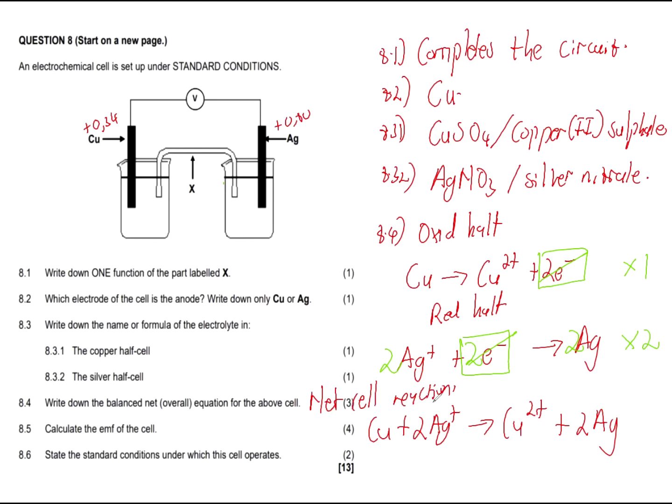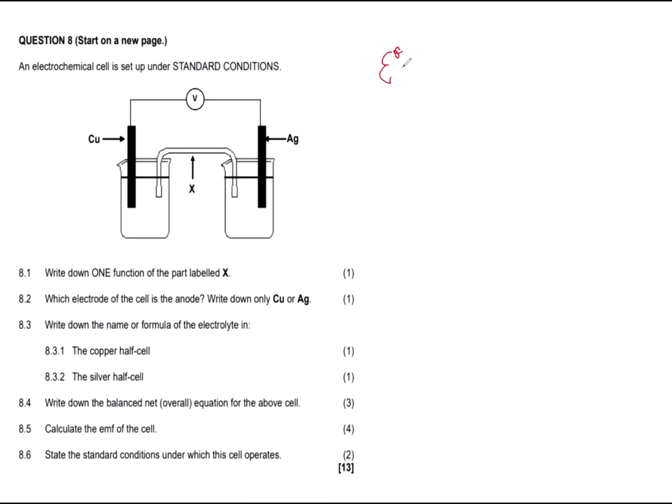Okay, so just like that, you have your 3 marks, right? Then once again, they say calculate the EMF of the cell. So let's quickly run through that. So EMF of the cell, you just say E cell is equal to E cathode minus E anode.